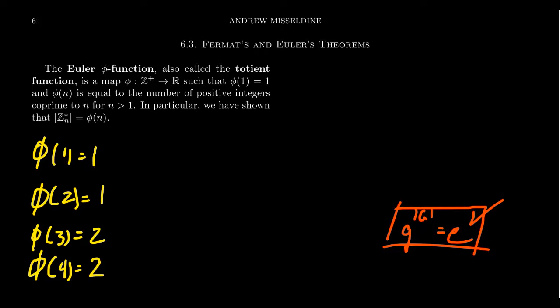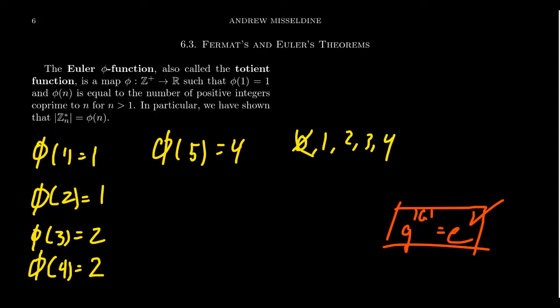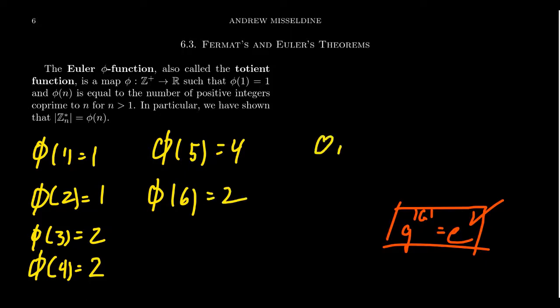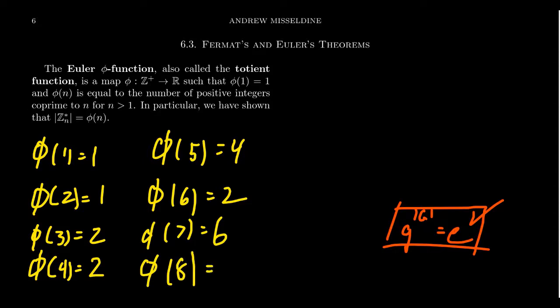If we do, say, phi of 5, you're going to get 4 numbers, because you get 0, 1, 2, 3, and 4. 0 is never going to be co-prime, but you get 4 other ones, 1, 2, 3, 4. Phi of 6 is going to be 2 numbers. So you get 0, 1, 2, 3, 4, 5. You take away 0, 2, 3, and 4, and you're just left with 1 and 5. And we can keep on going with these things here. Phi of 7 is equal to 6. Phi of 8, let's see, that's equal to 4, I believe. And you can keep on going.